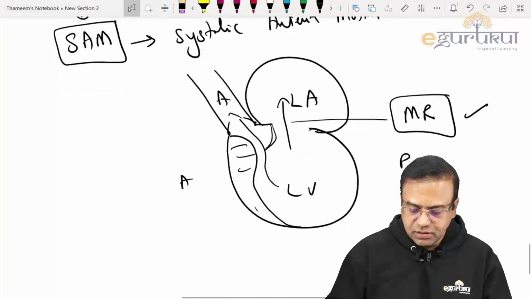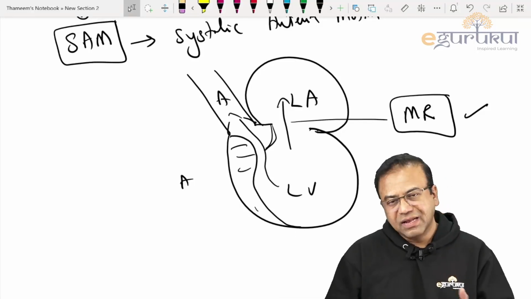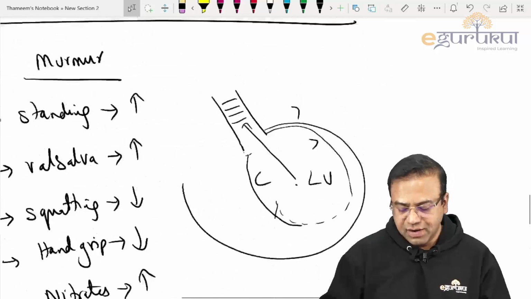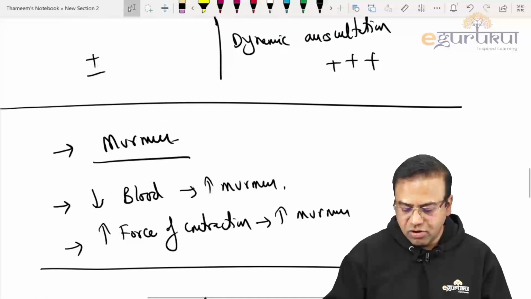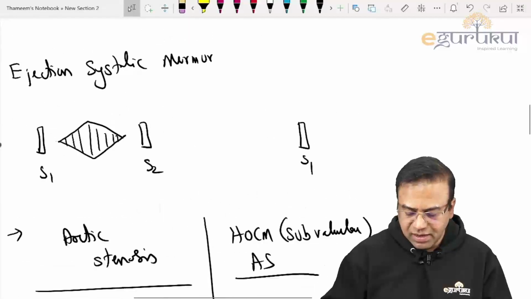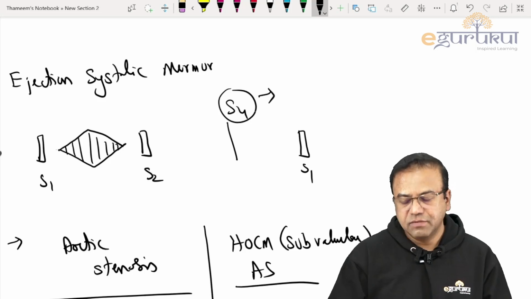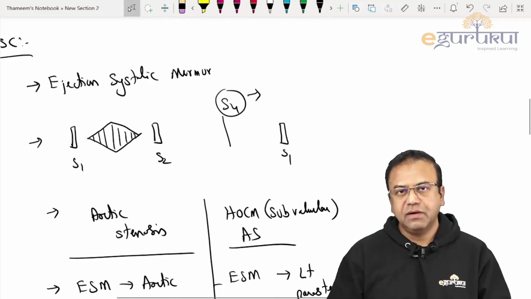So this is the echo finding known as SAM, systolic anterior motion of the mitral valve. In my clinical examination, I forgot to mention one thing: these patients on auscultation, apart from the murmur, also usually have an S4. The S4 in this patient is mainly because of the diastolic dysfunction.